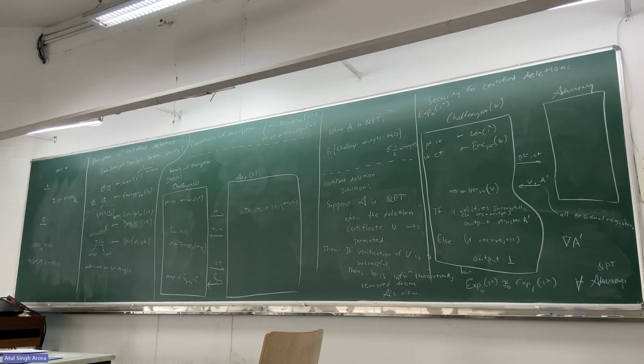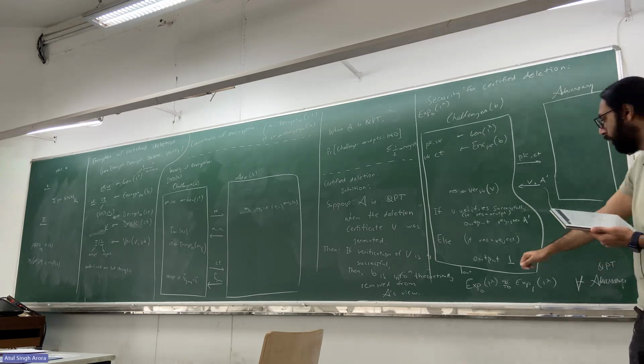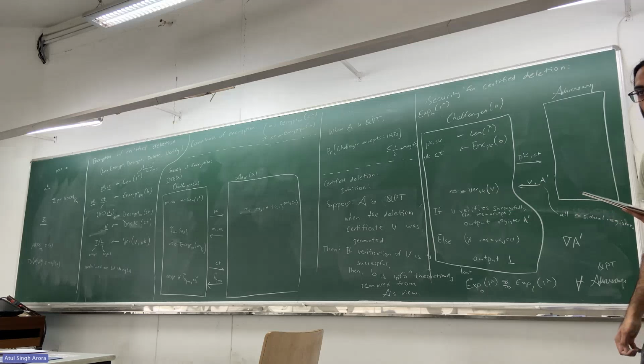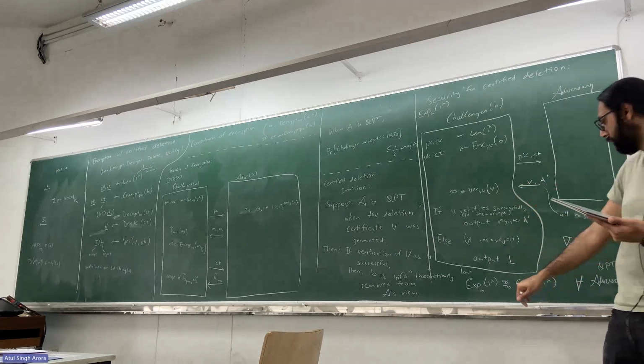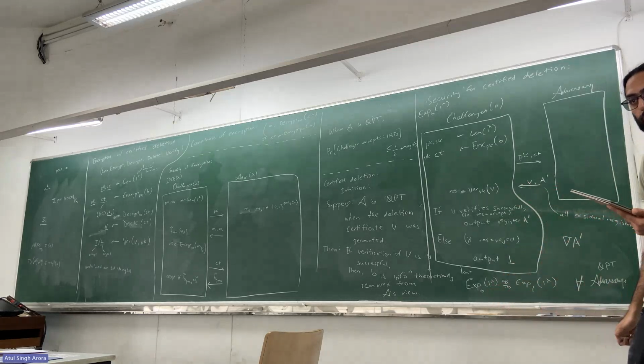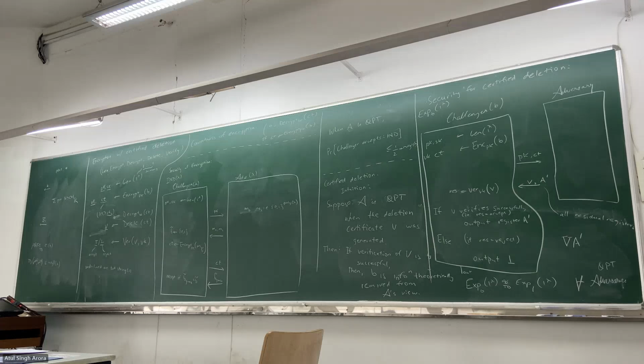All good? Yes. Yeah, it's A prime. It's either A prime or perp, but whatever. Or it's some density matrix, and you're saying that these two density matrices are identically distributed. Okay.